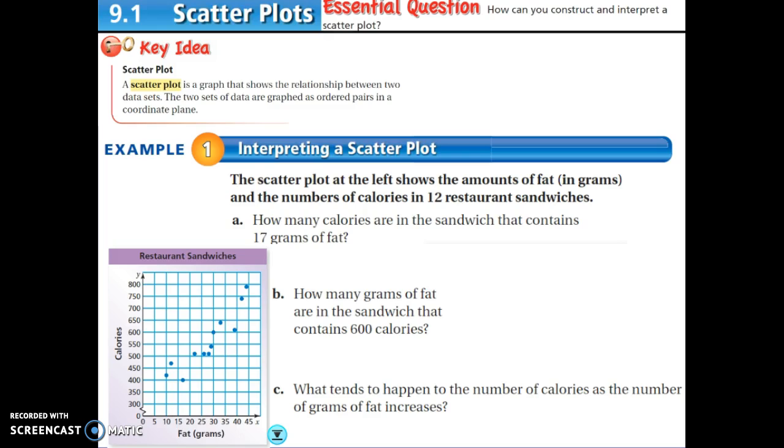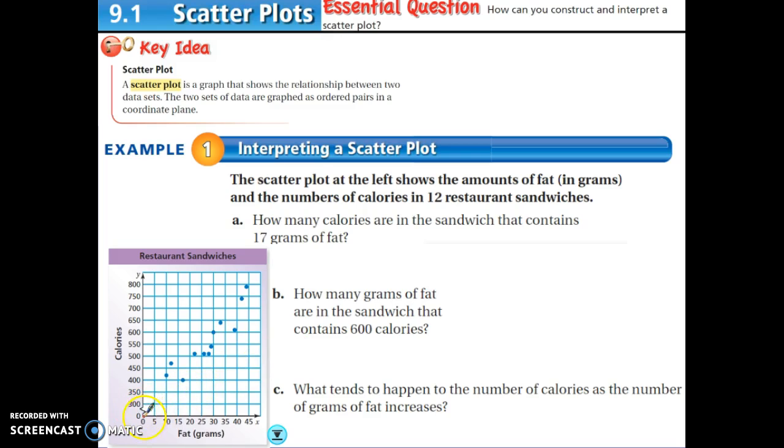Graphing in a coordinate plane is not something that we have yet discussed together, but you have learned it in previous courses. In example 1, the scatter plot at the left shows the amounts of fat in grams and the number of calories in 12 restaurant sandwiches.